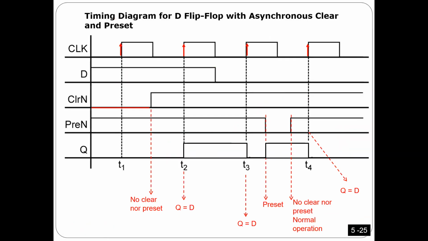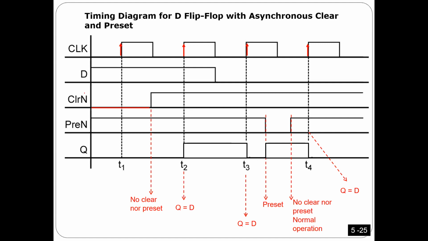Also, to understand it better, I'm making this timing diagram. Let me explain it. Very simple. Look here, guys. Now I have three operations. Are you in clear mode? Are you in set mode? Or are you in normal mode? That's what I'm saying.